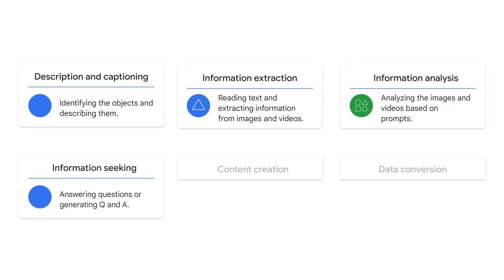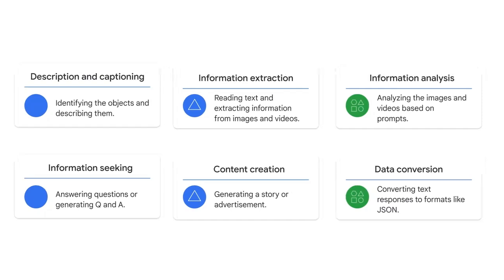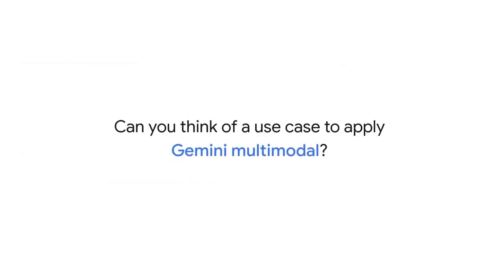Information seeking. Gemini can answer questions or generate Q&A based on the information it extracts from text, images, and videos. Content creation. It can create stories or advertisements using images and videos as inspiration. Data conversion. It can convert text responses to various formats, such as HTML and JSON. Can you think of a real-world use case to apply Gemini multimodal?